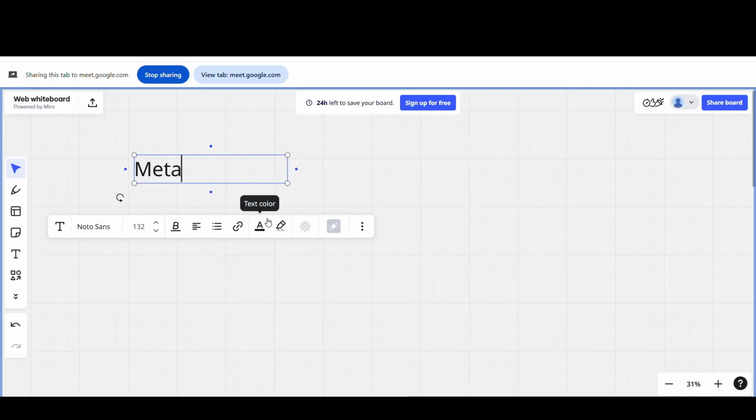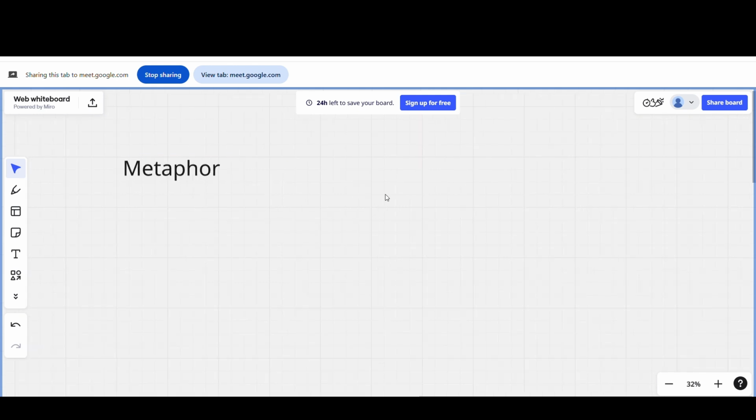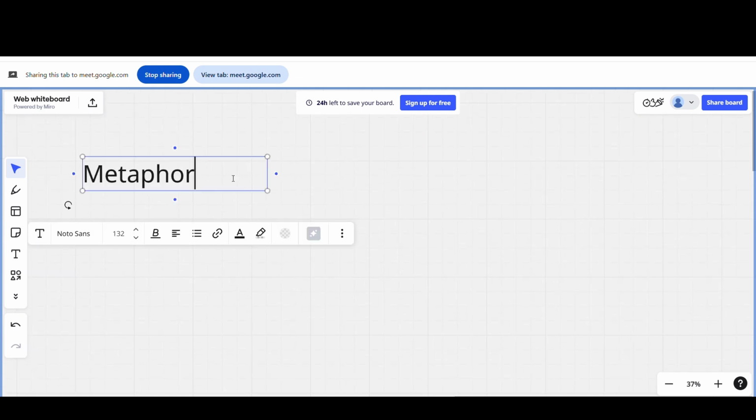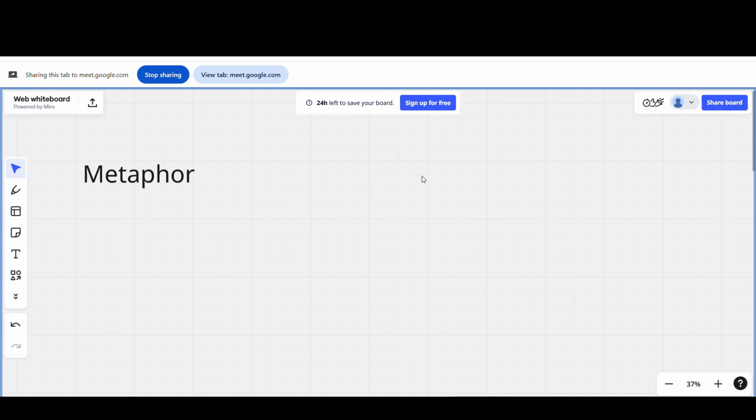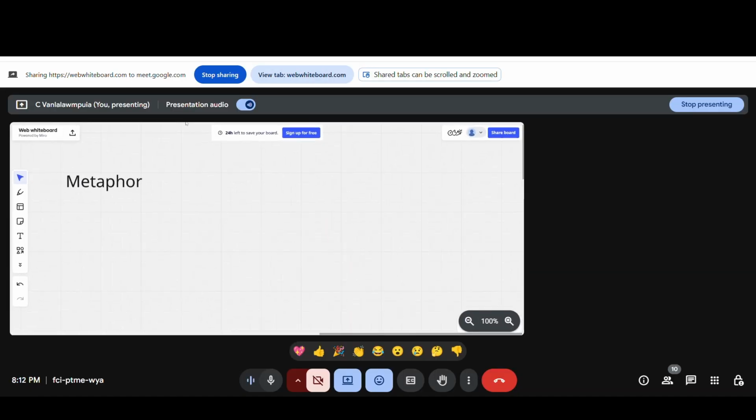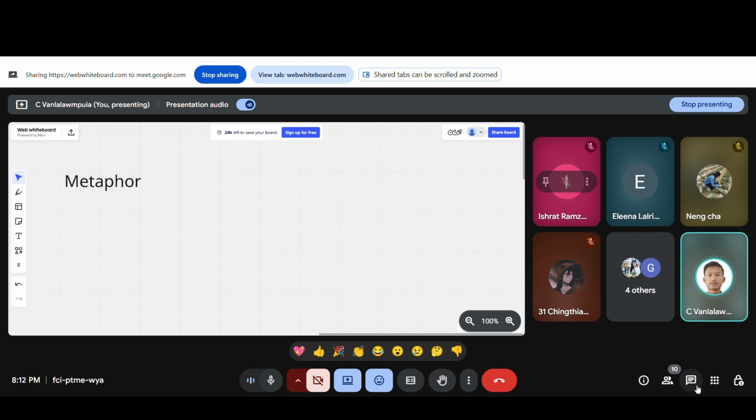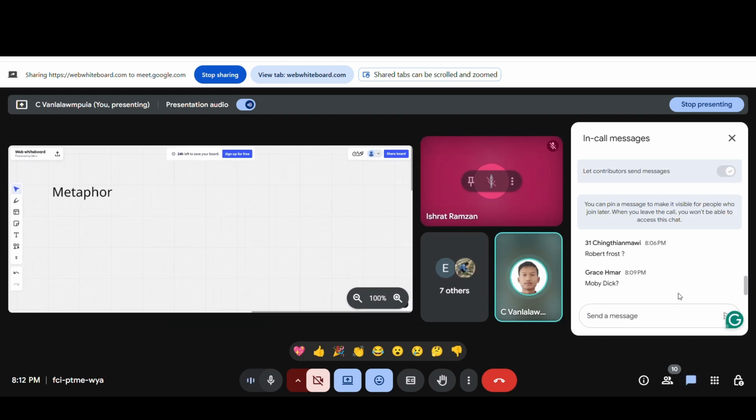Anyone knows what is the meaning of metaphor? Metaphor. Anyone knows the meaning of metaphor? Any idea? Just give me an example in the chat. Chat, give me an example. Metaphor. It's a very common word, right? Especially for an English literature student. What do you mean by metaphor?